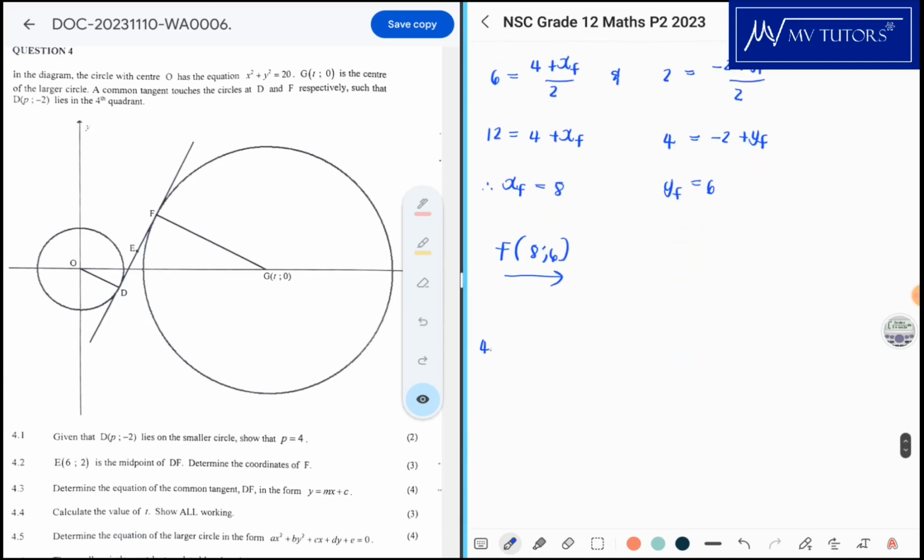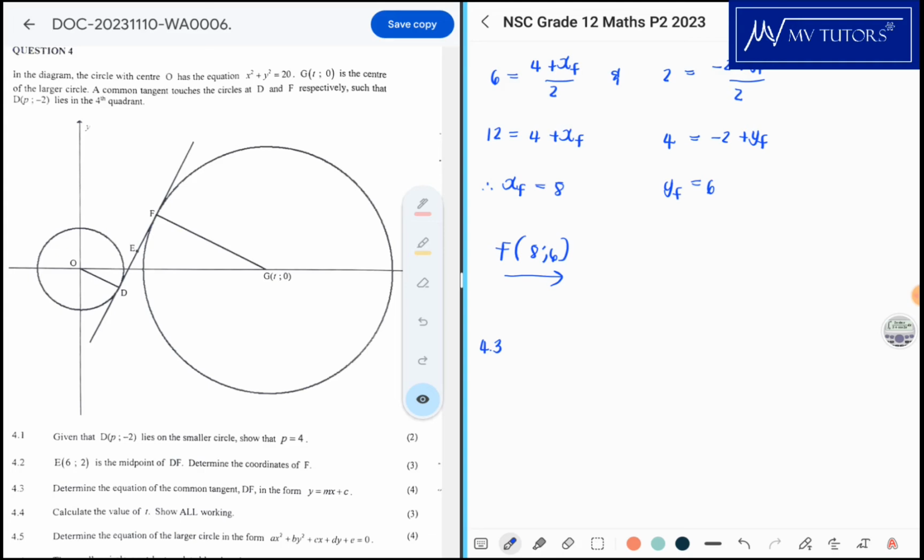All right, now 4.3. It says determine the equation of the common tangent DF in the form y is equal to mx plus c. Okay, so we have the coordinates D, E, and F, so you can use any point there. It doesn't matter. What we can do is use 2 points to get the equation. I have a video that talks about straight lines and how you can get the equation of a straight line using 2 points.